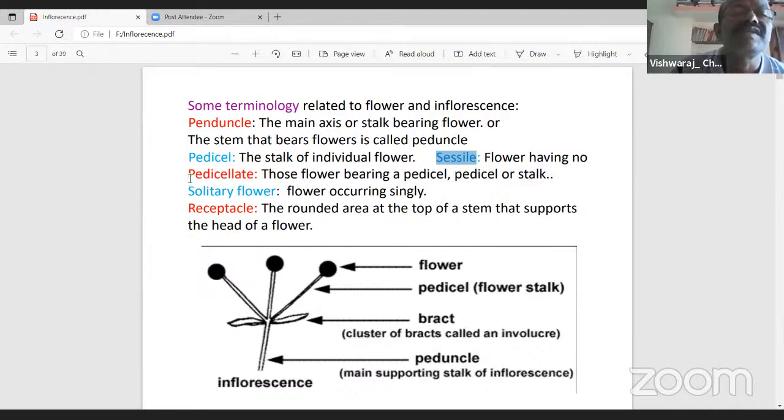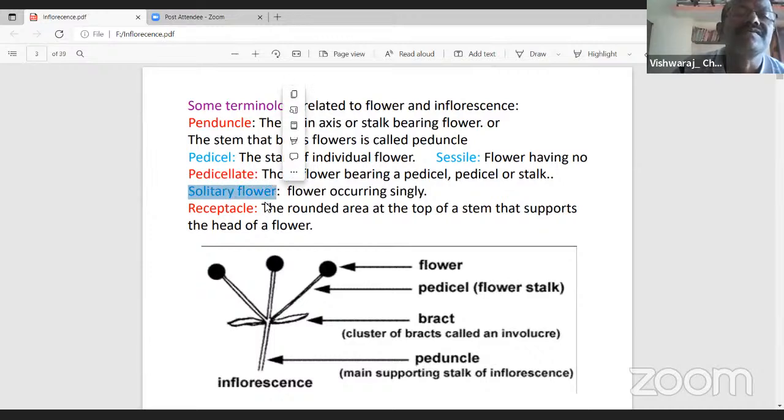Then pedicellate. Those flowers bearing a pedicel or stalk are called pedicellate. Sessile flowers are not pedicellate. Those flowers bearing a pedicel, that is pedicellate.